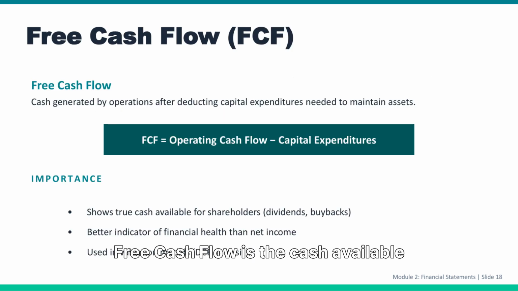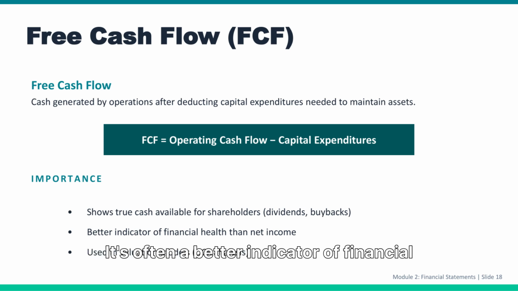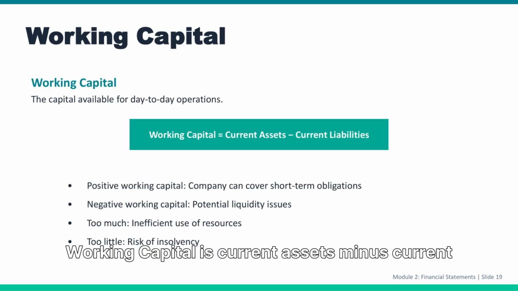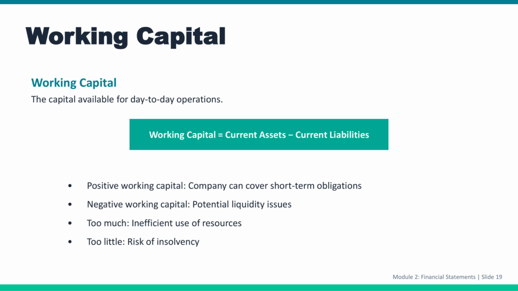Free cash flow is the cash available for shareholders after capital expenditures. It's often a better indicator of financial health than net income alone. Working capital is current assets minus current liabilities. It shows the capital available for day-to-day operations. Too much or too little can both be risks.